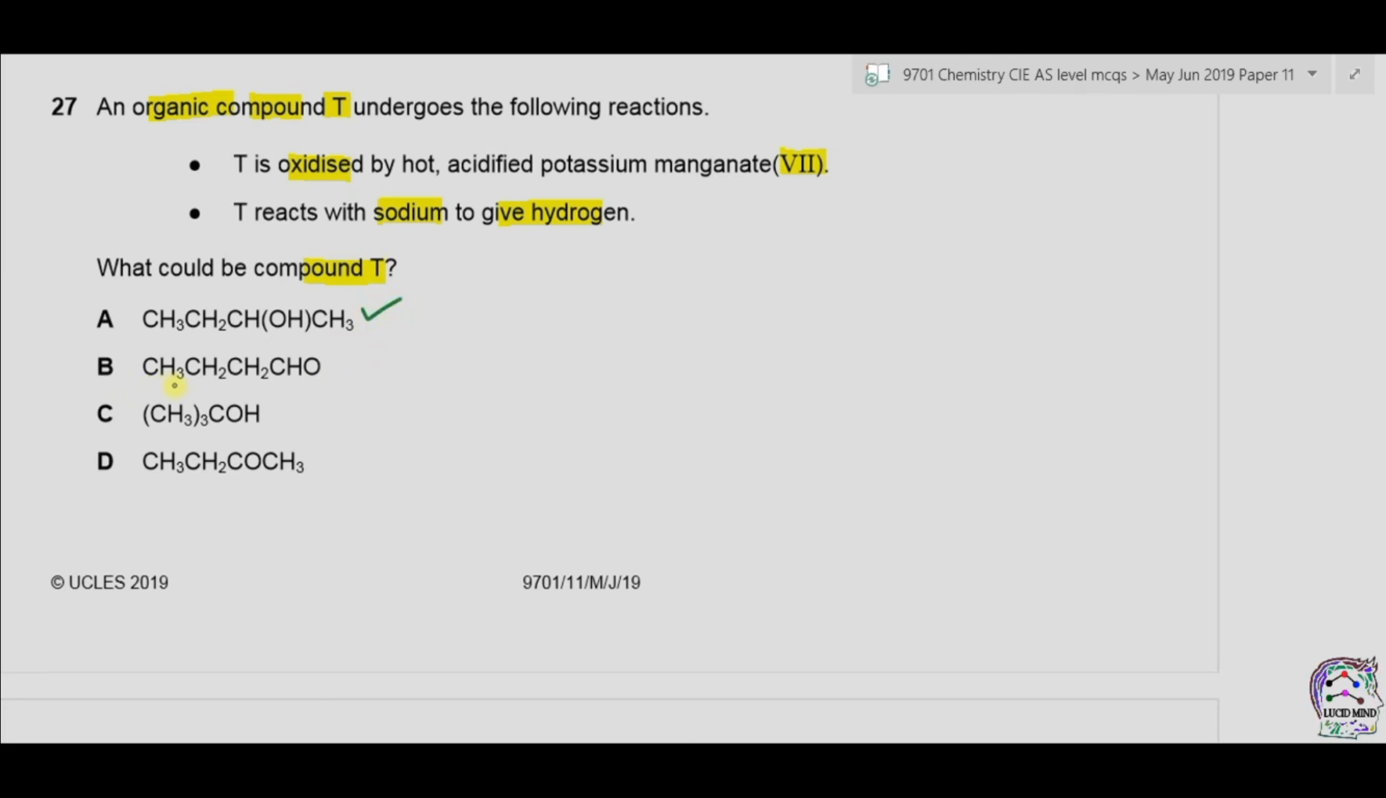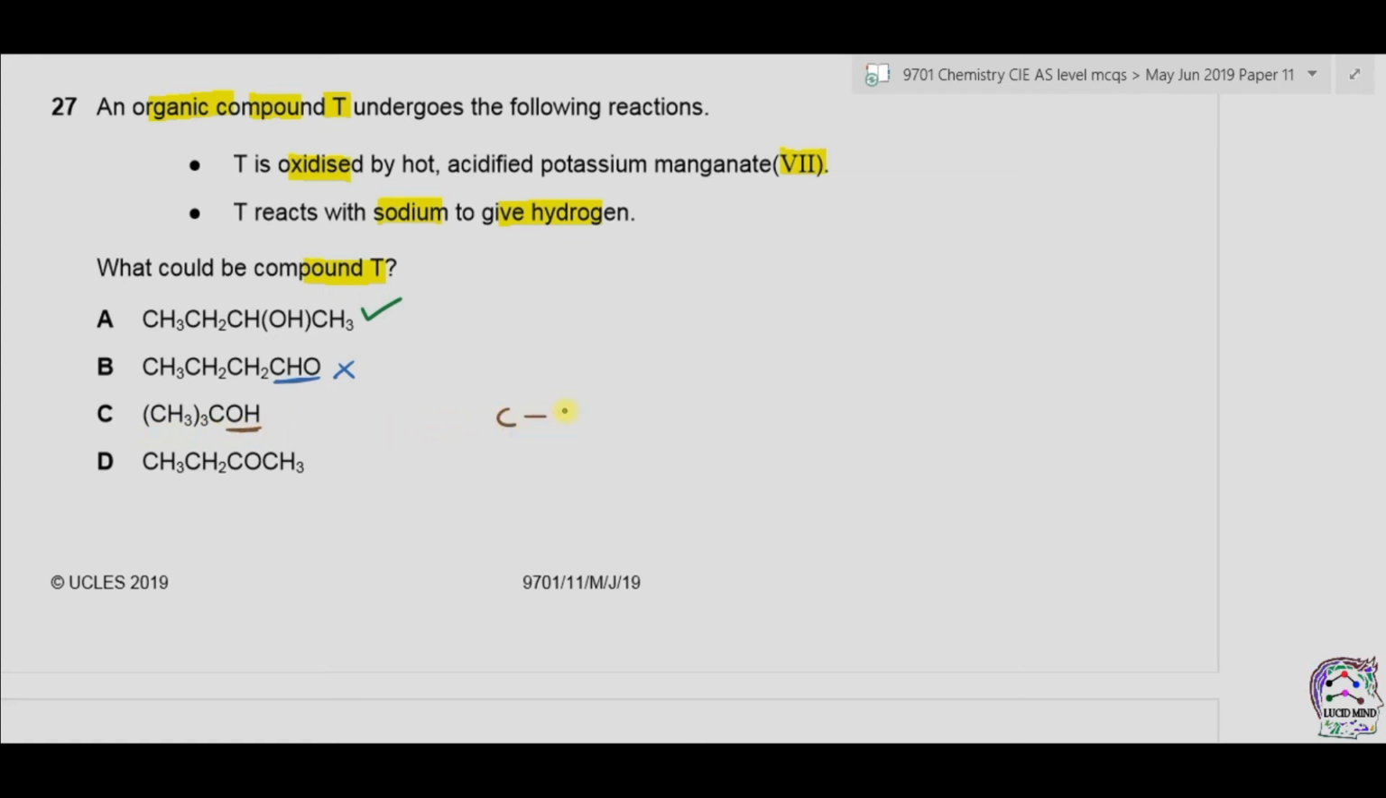Let's draw B. In B we can see that it is an aldehyde functional group and there are 4 carbon atoms. Now an aldehyde can be oxidized by hot acidified potassium manganate to form a carboxylic acid. So the product will be like this. But an aldehyde cannot react with sodium metal to give any product. So B is incorrect. In C we can see that again we have an alcohol.